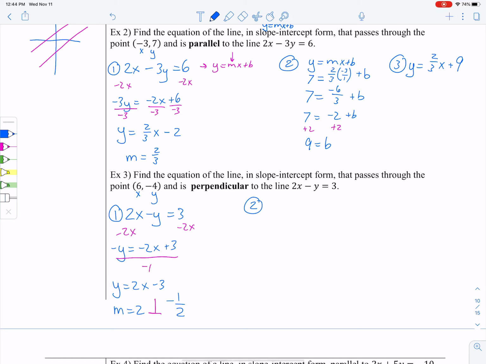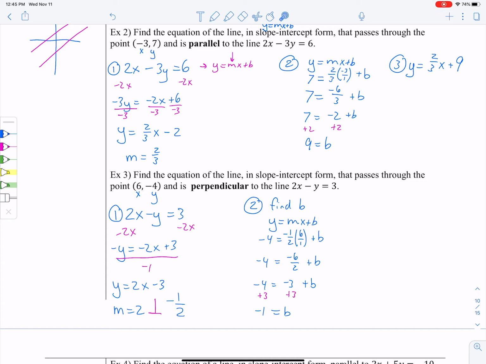My step 2 is the same. Find b. So I'm going to take y is equal to mx plus b. My y here is -4. My m is -0.5. My x is 6. And then plus b. So I multiply across, I get -6/2 plus b. I can divide that. -6 divided by 2 is going to be -3 plus b. And then I'm going to move the 3 over by adding it to both sides. So I get -1 is equal to b.